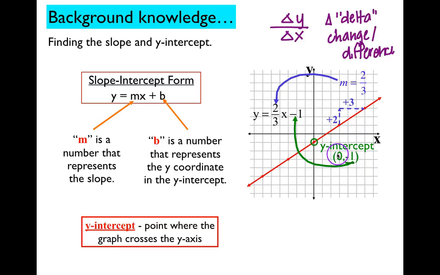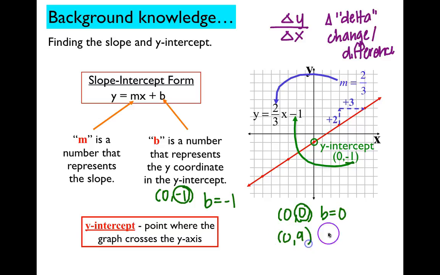Let me give you a quick example. My y-intercept is (0, -1). So what is b? b is the y-coordinate, so here I would say b equals -1. Let me give you some more examples. If it went through the origin, (0, 0), what is b? b is the y-coordinate, so I would say b equals 0. Here, if the y-intercept was (0, 9), what is b? b again is your y-coordinate, so b is 9. So those are some quick examples of what b is. Again, it's just the y-coordinate of the y-intercept.